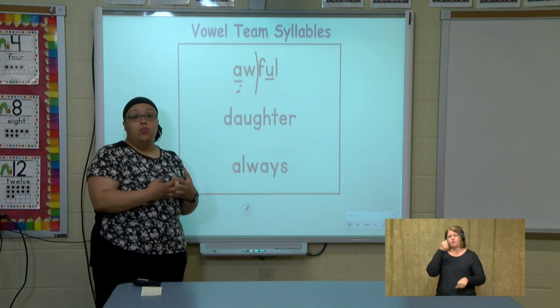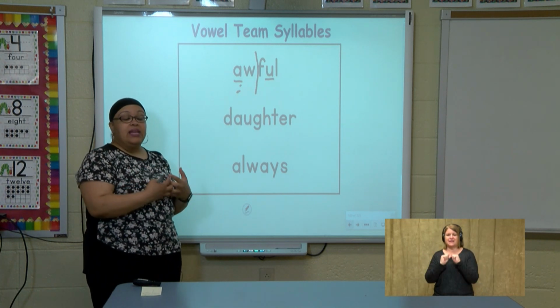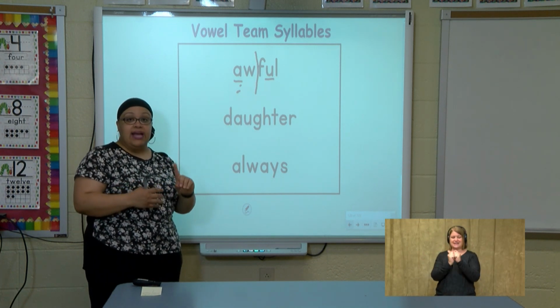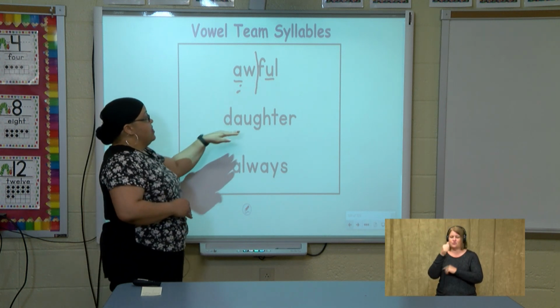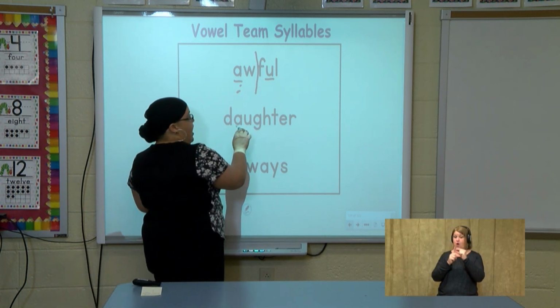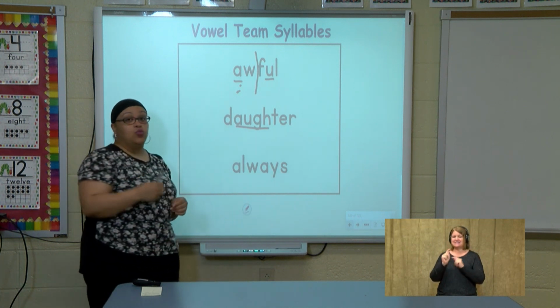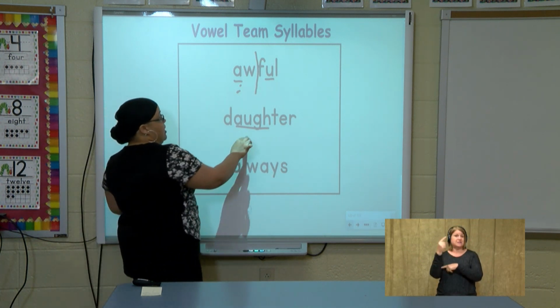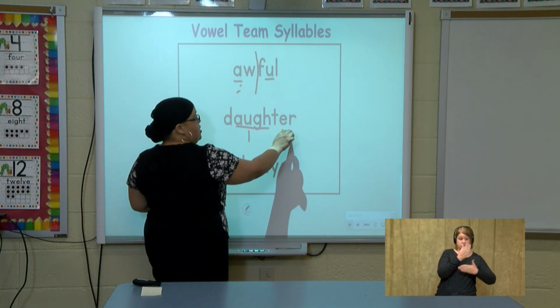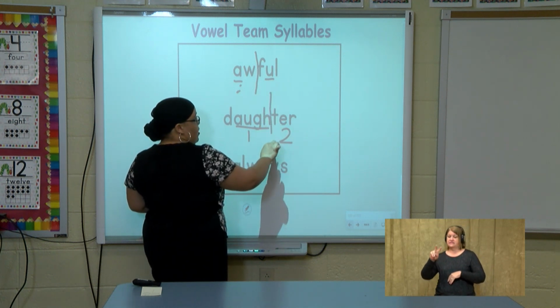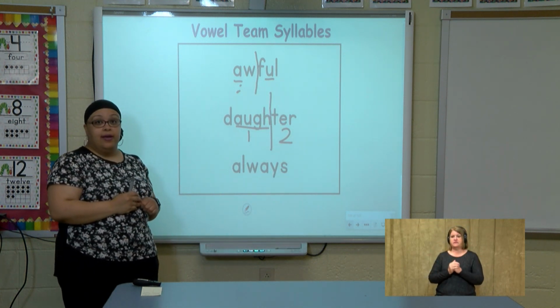Remember, we don't want to break up teams. So any letters that come together to make one sound, we don't break them up. In this word, AUGH has to stay together because it makes one sound. So here's my syllable 1, and here's my syllable 2. So this is where I break the word up.